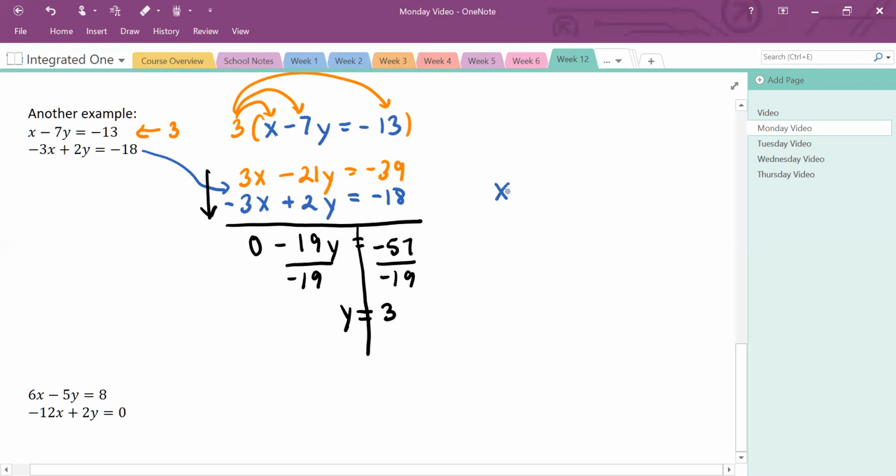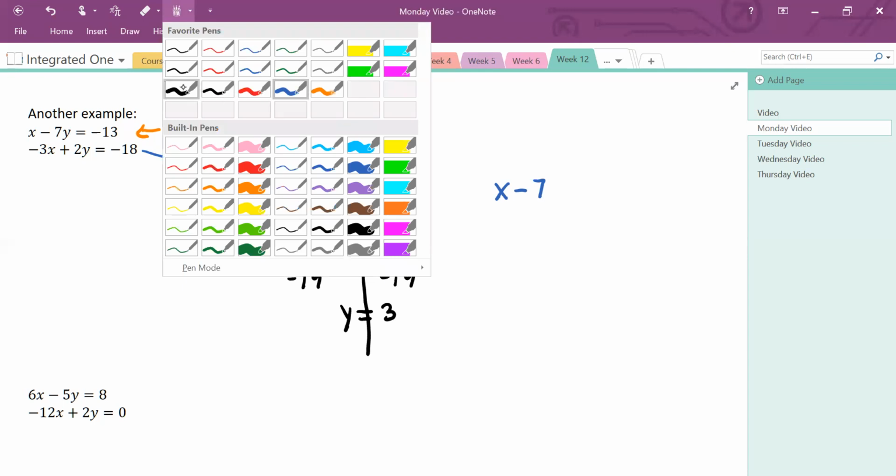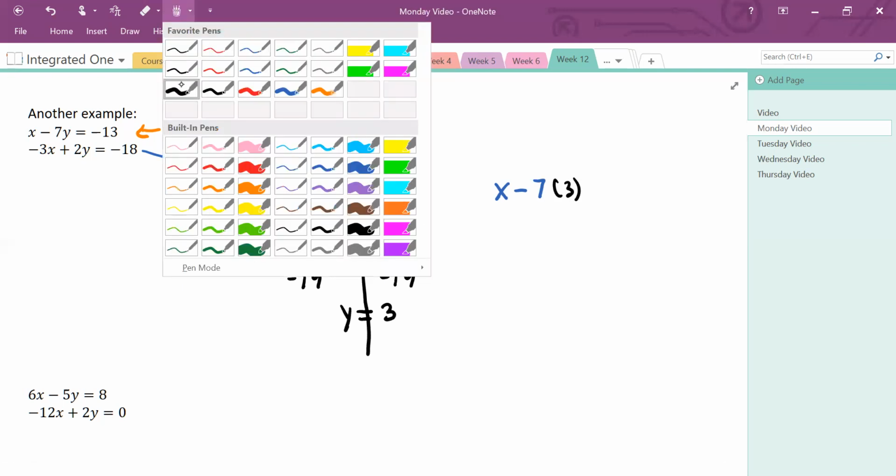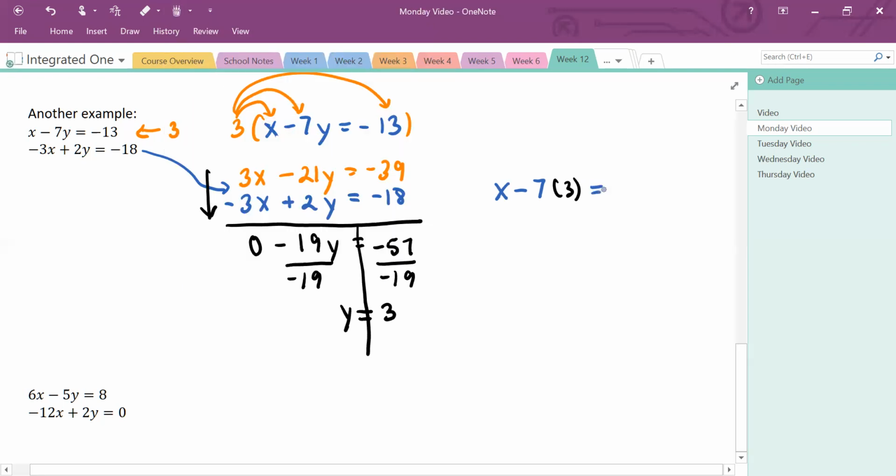Let's do x minus 7 times y, and that y value is 3, is equal to negative 13. So I just took my original top equation right here and I plugged in my y value that I just solved for. Now let's solve for x.